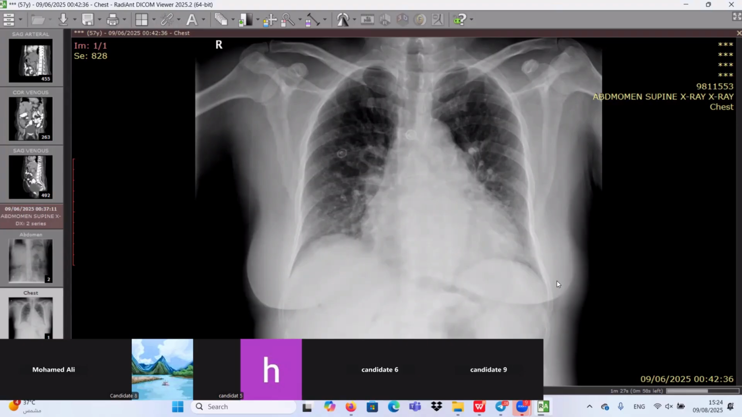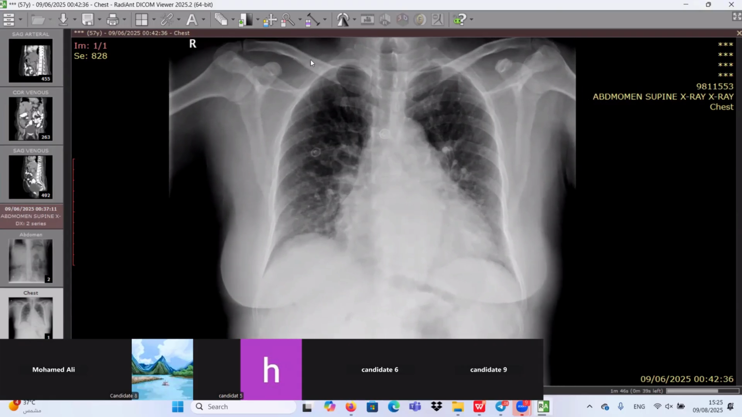Sir, can you please window it a little bit so I can see? Go on. Okay. If you want to adjust. Yeah. Okay, go on. Okay. There is no pleural effusions. Okay.